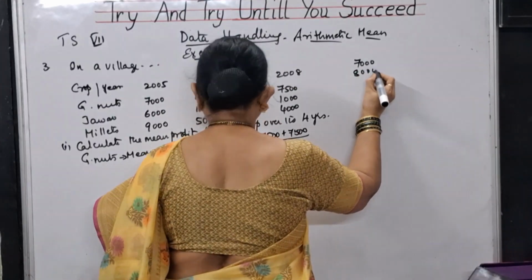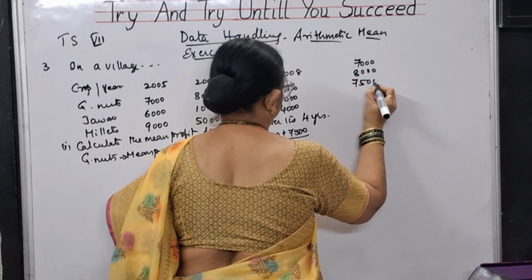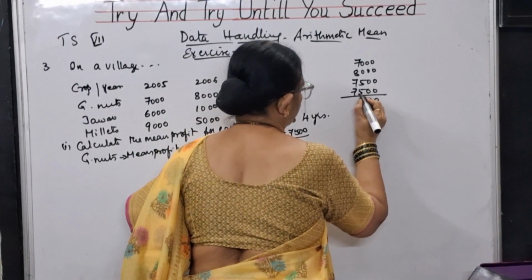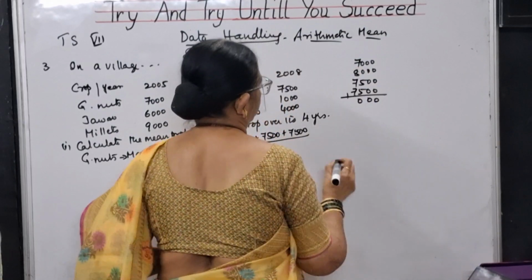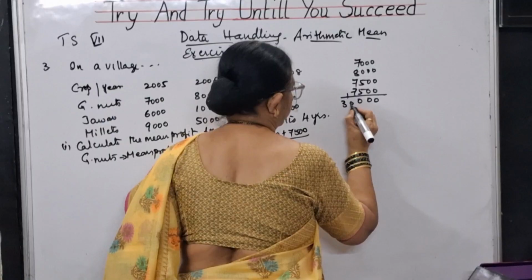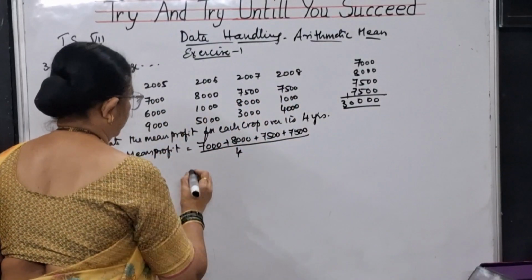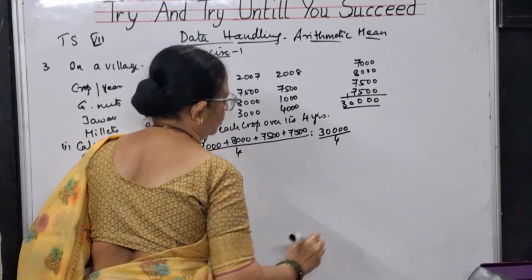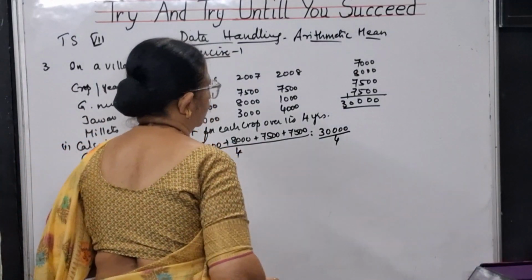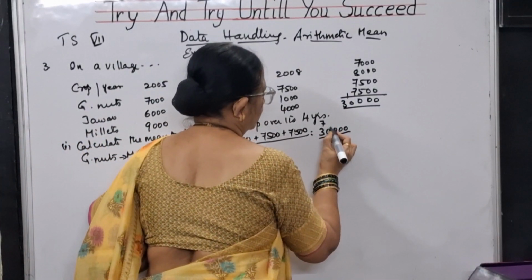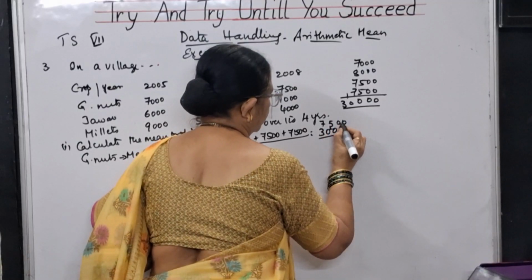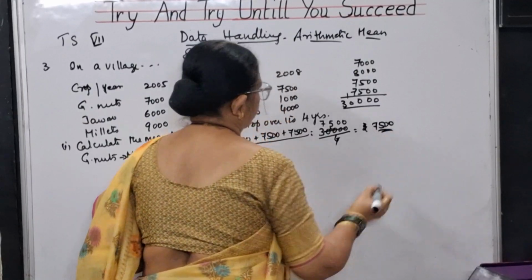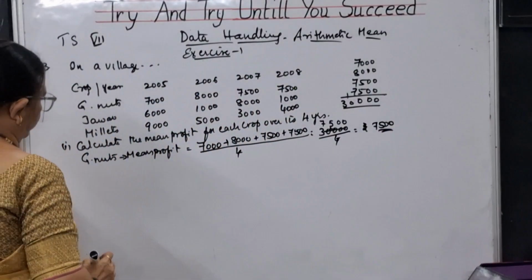So let me add: 7,000, 8,000, 7,500, 7,500. The sum is 30,000. This is 30,000 by 4. 4 sevens are 28, 4 fives are 20. So rupees 7,500 is the average profit for groundnuts.